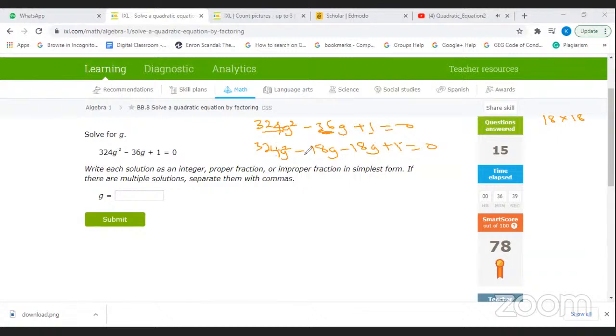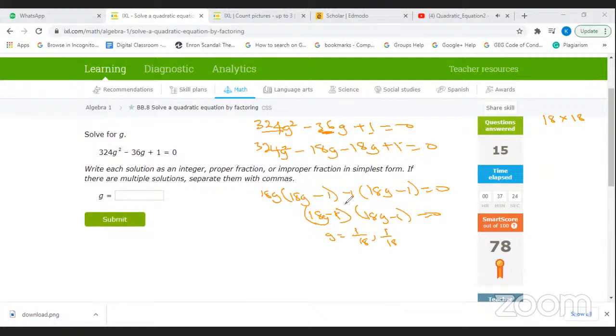So what is common here? 18g is common. So we are left with 18g minus 1. Then what is common here? Nothing is common. So just bring that minus 1. We have 18g. When minus precedes the bracket, it's going to change this. It's still minus 1 because 18g minus 1. Then 18g minus 1. So g equals 1 over 18, comma 1 over 18.